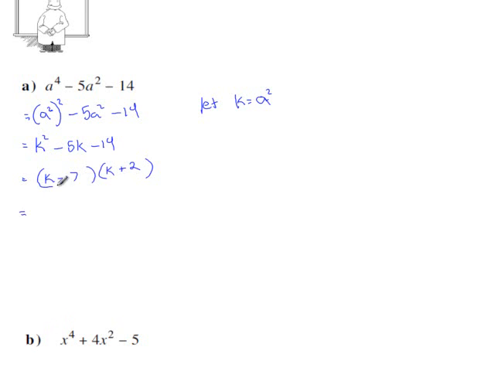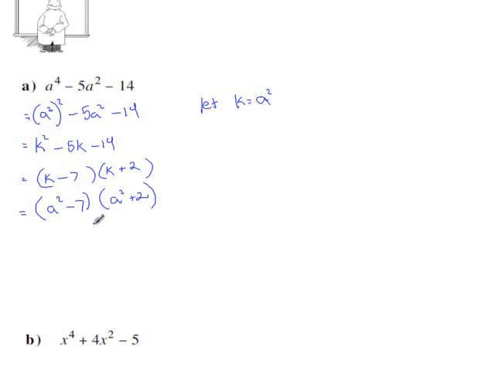Then after that, because your question was in the format of a, you have to phrase your answer in terms of a as well. So wherever you see a k, sub back in the a squared. So you'll get a squared minus 7 and a squared plus 2.